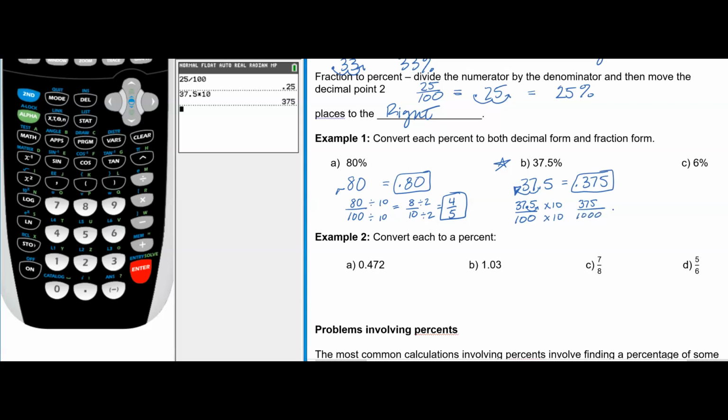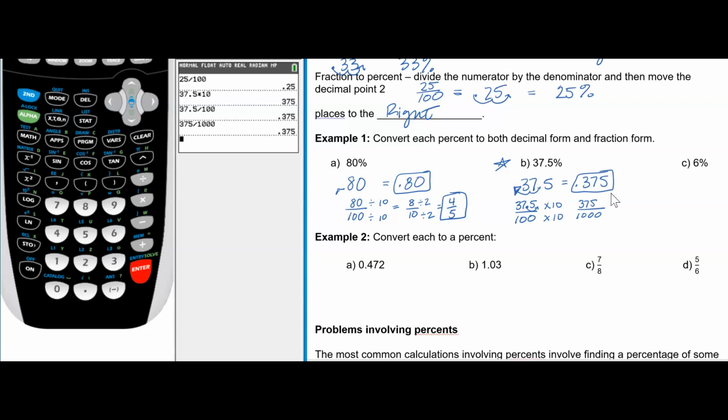So if you look over in the calculator, I'll just show you over here that 37.5 divided by 100, enter, you can see the decimal there. That's going to be the same thing as 375 divided by 1,000. You end up getting 0.375 there also. So now what we can do is take 375 over 1,000 and we can go ahead and reduce it.